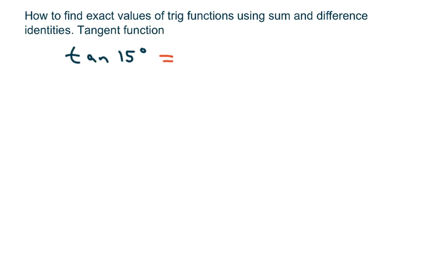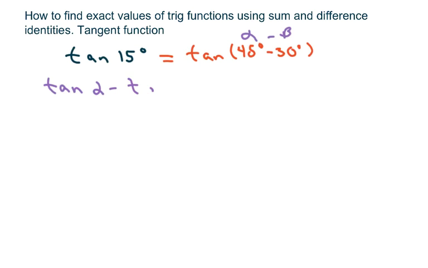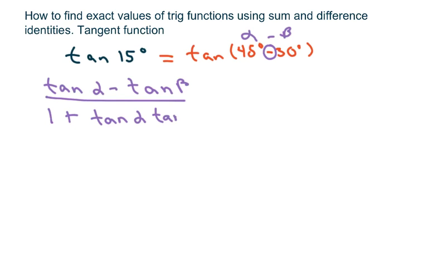So I can write this as tan of 45 degrees minus 30 degrees. So this would be my alpha minus my beta. Now my formula is tan of alpha minus tan of beta, because this is minus here, over 1 plus, these are always opposite, tan of alpha, tan of beta.